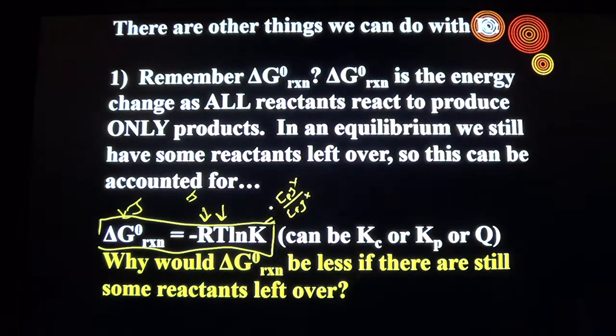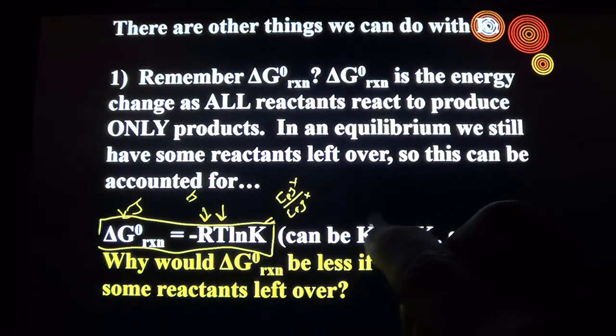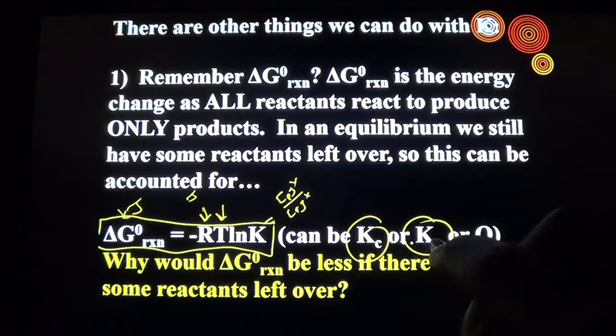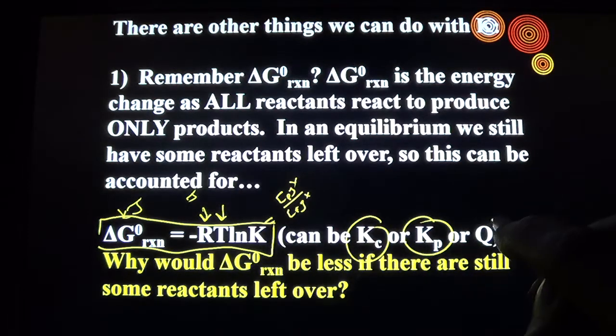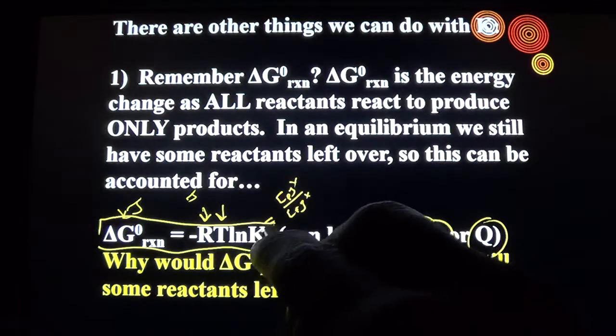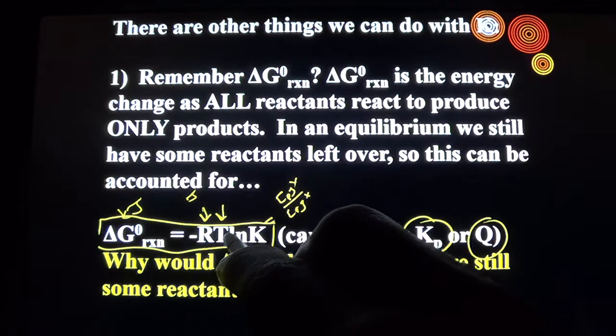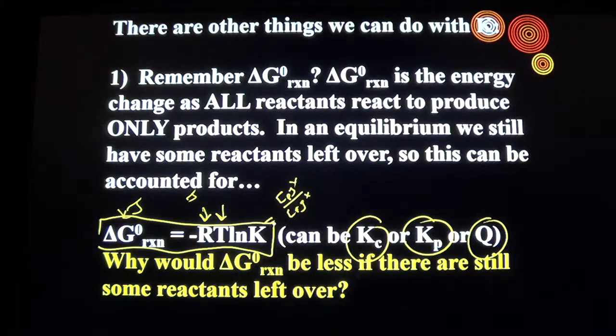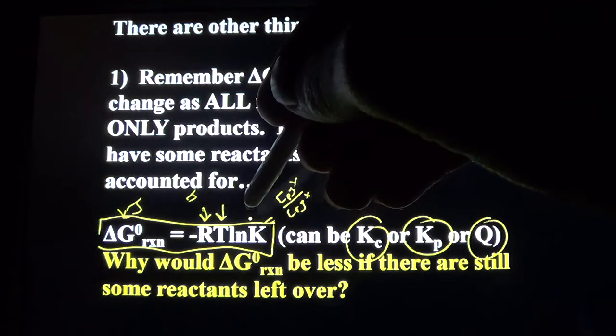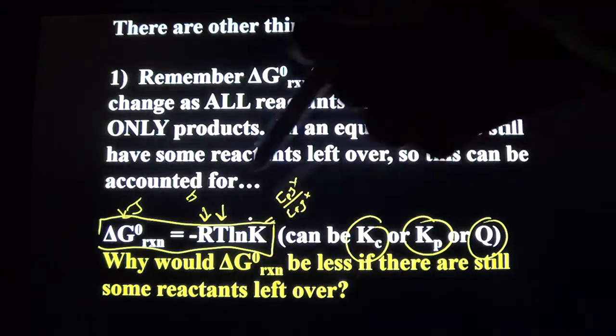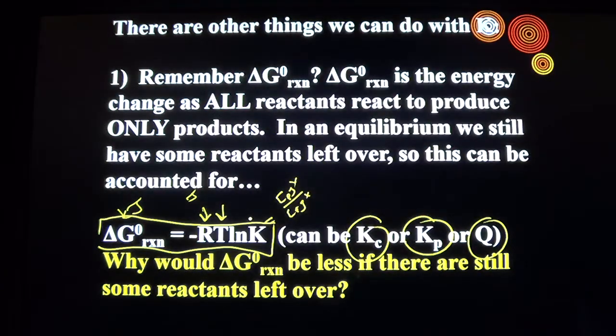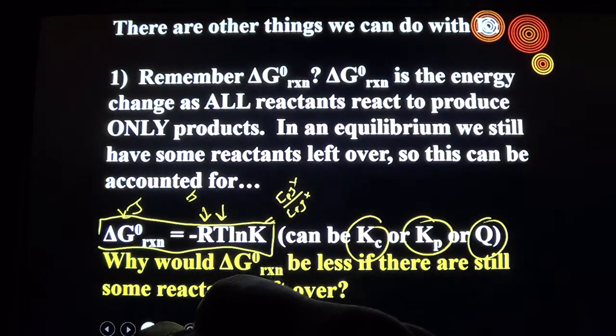Now, on the formula sheet, this is what it looks like. But we can use Kc, Kp, those are just special Ks. We can also use Q there. We could absolutely do a negative RT ln of Q if we don't know we're at equilibrium. So all of those are possible. Keep that in mind. Although this one formula's on the chart, you could substitute any of those in for K.